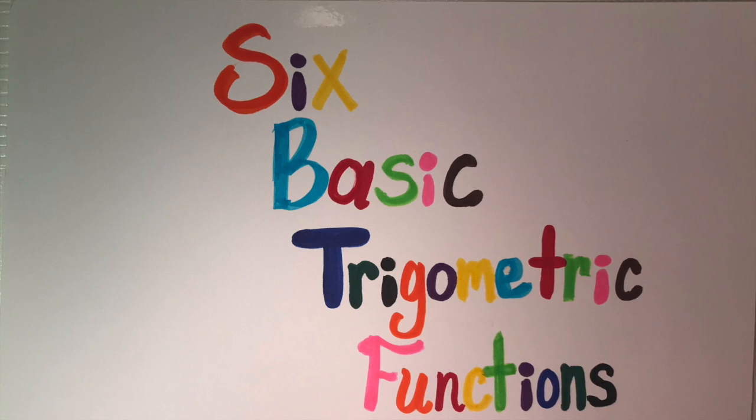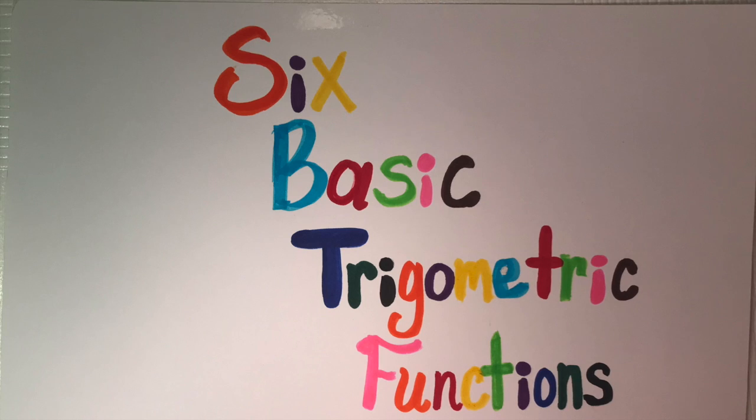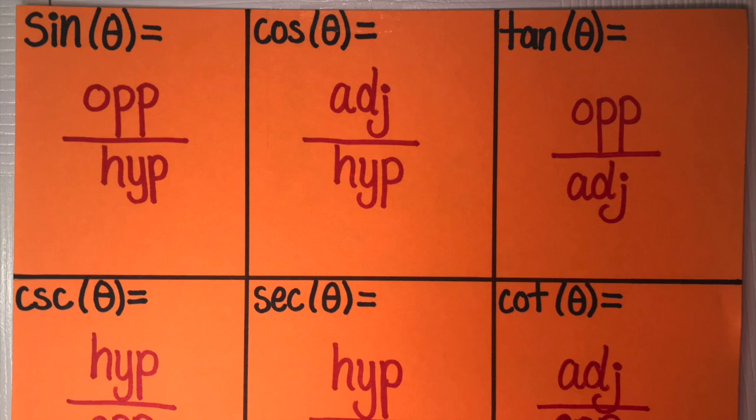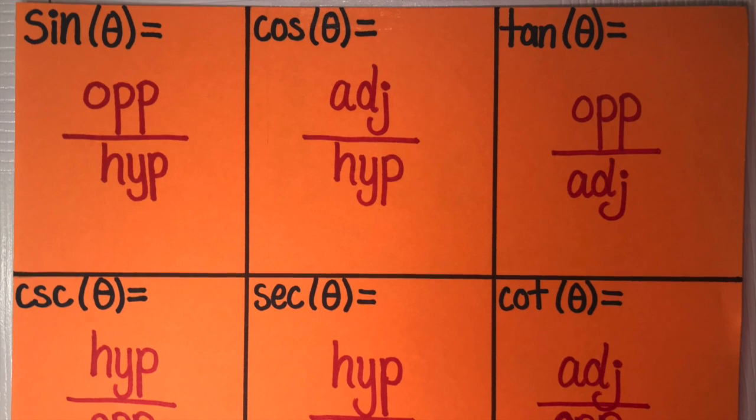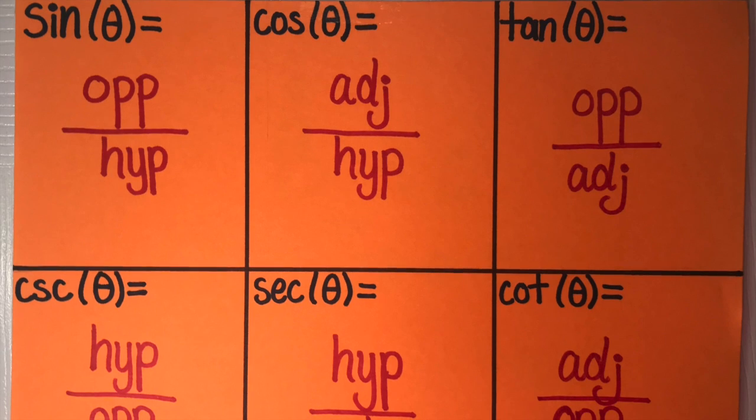Hey guys, in this video I'm going to go over the 6 basic trigonometric functions. In trigonometry, this is important to learn as it may help you with other concepts. Let's begin, shall we? The following 6 trigonometric functions are sine, cosine, tangent, cosecant, secant, and finally cotangent.